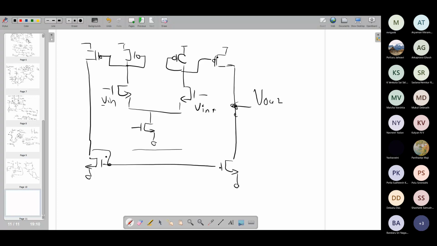If there is proper DC biasing, then can we just multiply the gain of the two stages? Yeah. So what is the gain of the two stages? Can we look at the gain?